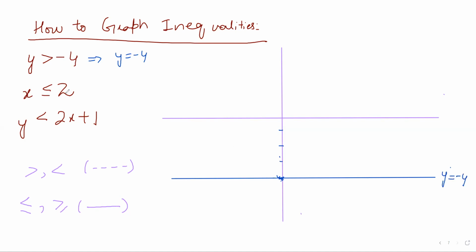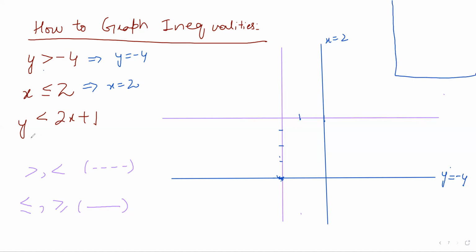Next is x is less than or equal to 2. We will plot x is equal to 2. Where is x equal to 2? 1, 2. So the line will be here. Teacher, we will not shade the first one, the upper part? Not yet. First of all, we need to plot all 3 lines, then we will shade. Change all inequalities to equalities and just plot the line. For example, y is equal to -4 is this line. x is equal to 2 is this line.